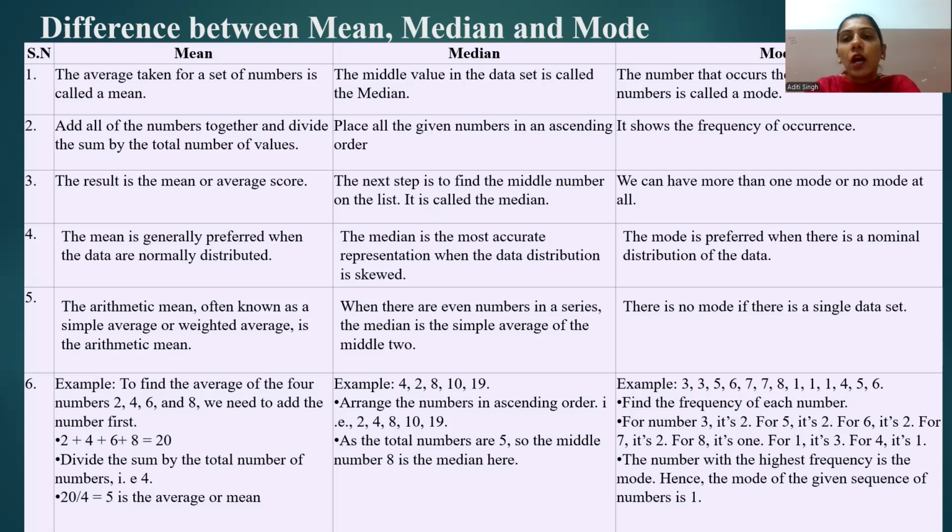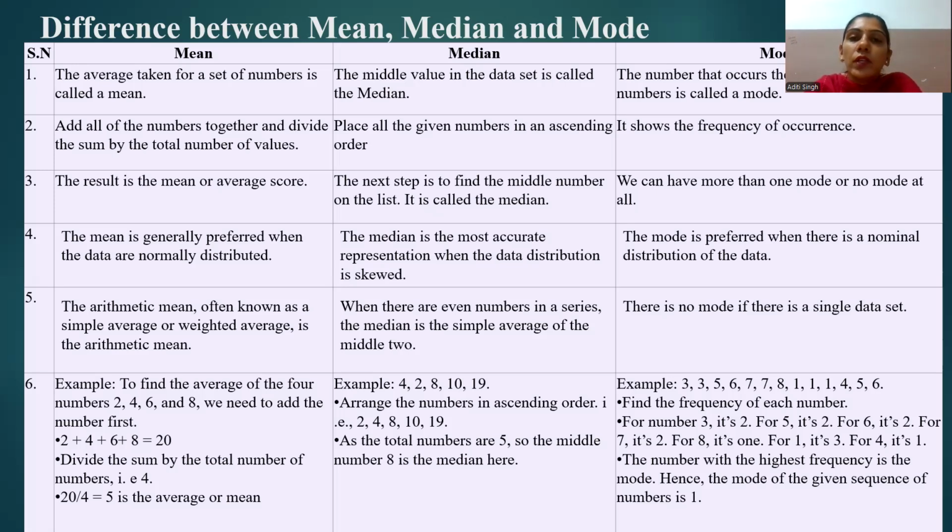Now mode. In mode, the number which occurs the most number of times, or most frequently, in a given list or data series, is called the mode. So the most frequently occurring number in a given data series is the mode. This is the basic meaning of mean, median, and mode.